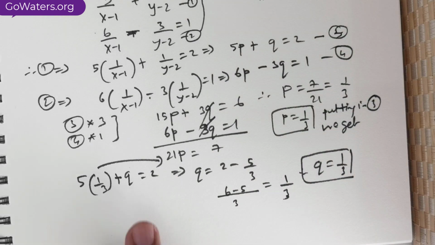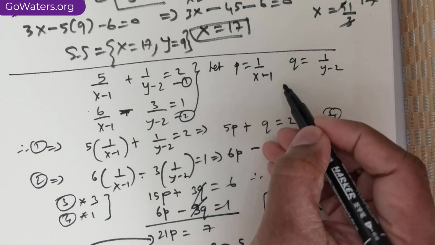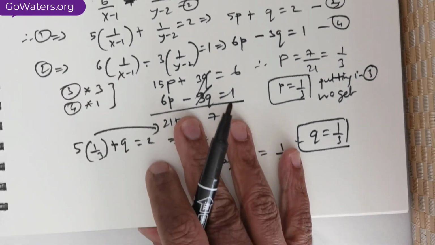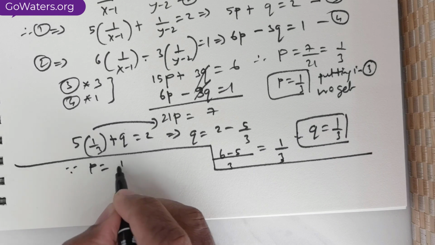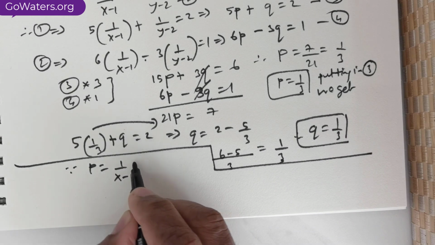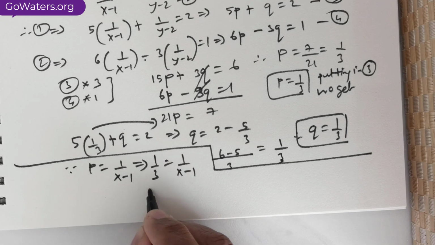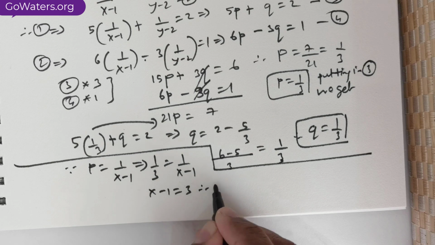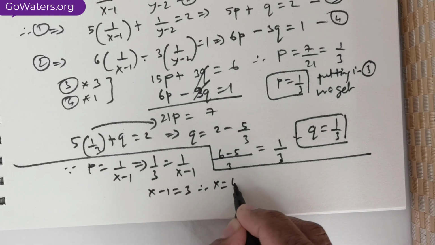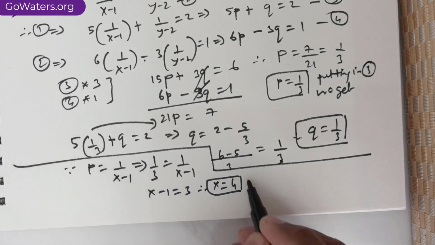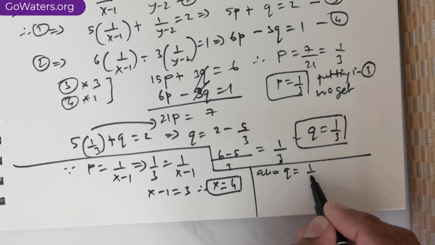But this is not the end of it. Why? Because we made the following substitution, and now we will have to revert it back. Now I'm going to use this part of the space. Since p is equal to 1 over x negative 1, this means 1 over 3 is equal to 1 over x negative 1, which in turn means x negative 1 is equal to 3. Therefore x is equal to, push this one to the other side, you get 1 positive 3, that means x is equal to 4. So the next part also, q is equal to 1 over y negative 2.